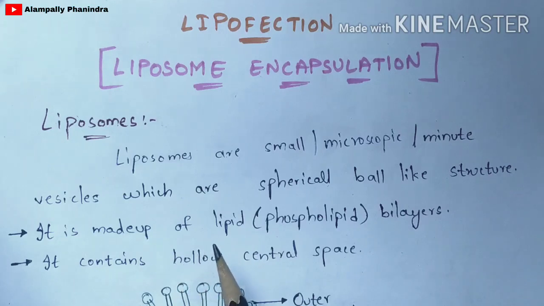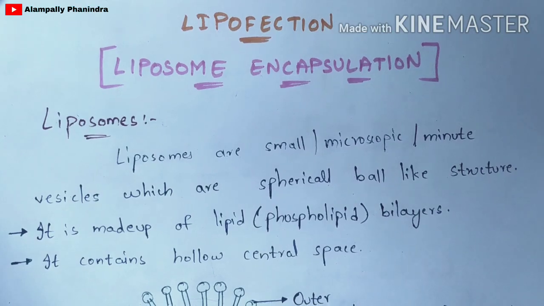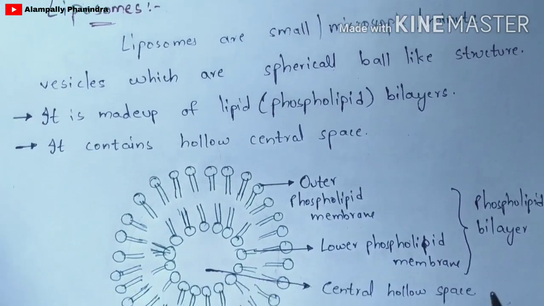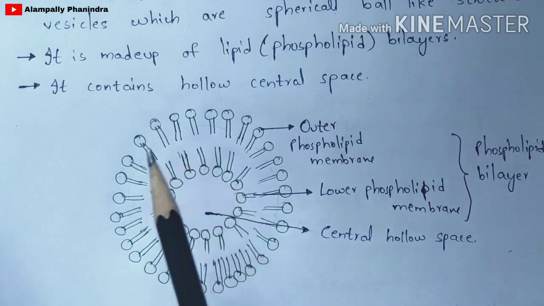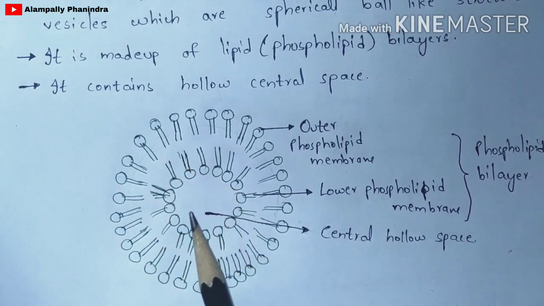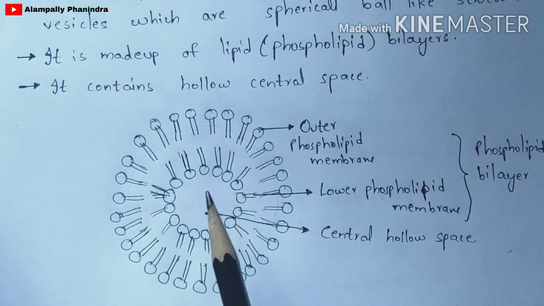It is made up of lipid, which is also called a phospholipid bilayer. It contains a hollow central space. If you see the diagram properly, then you can understand these statements. What I have said is that liposomes are small, spherical and microscopic in nature. They can be visible only with the help of a microscope, and they are made up of a phospholipid bilayer.